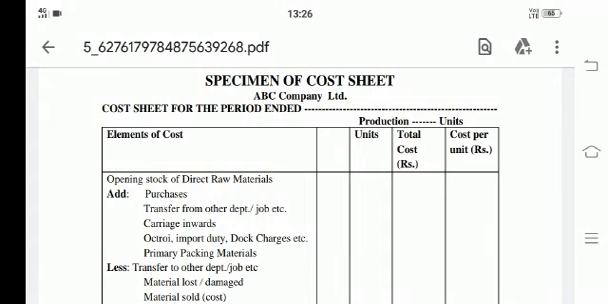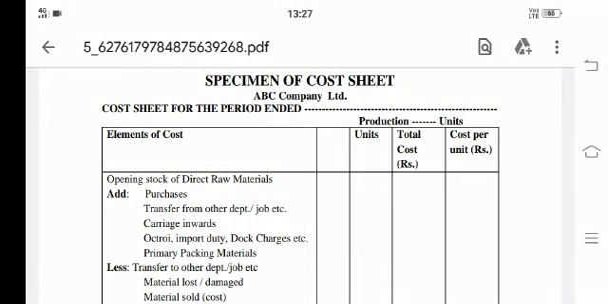Today's discussion topic is the pro forma of cost sheet, also called the specimen of cost sheet. Here is the pro forma given, relating to ABC Company Limited cost sheet for the period ended dash dash dash.